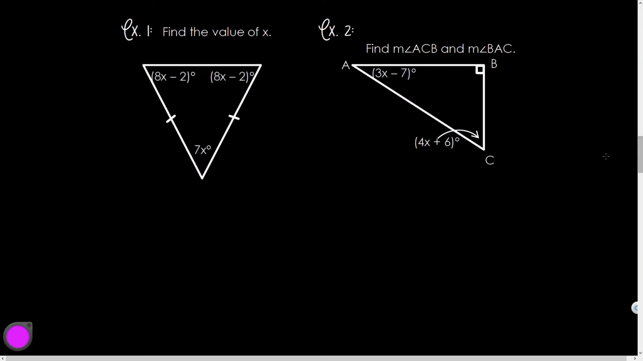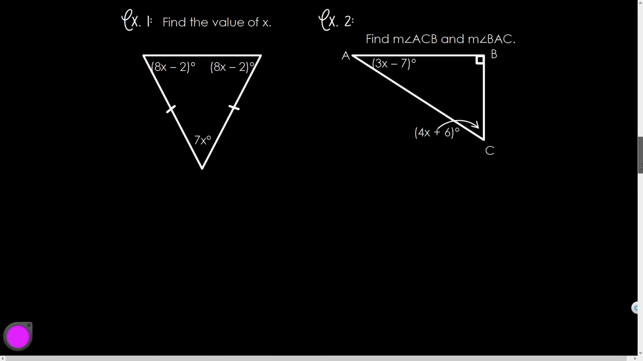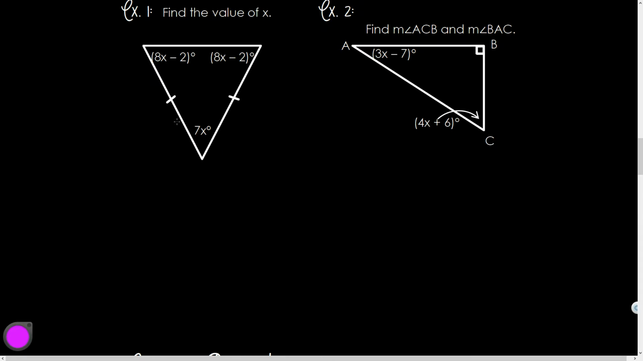So, example 1. All right, my friends. Here I've got a triangle with some angles in it, and I think those two angles are congruent. What kind of triangle is this? It's only got 2 sides congruent. No worries. Isosceles, and it looks like it's acute. I don't think any of those are 90.